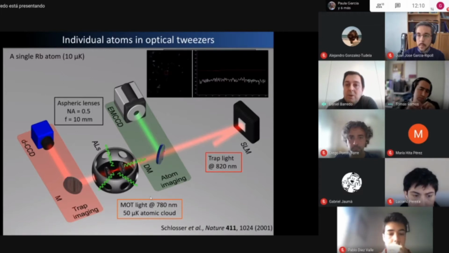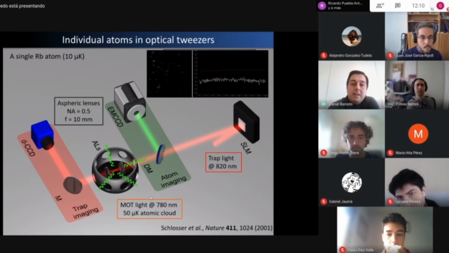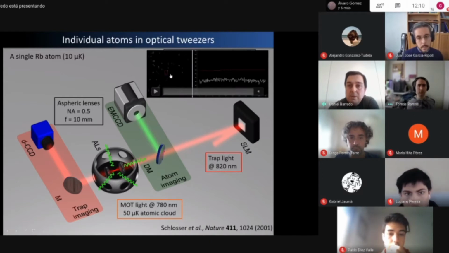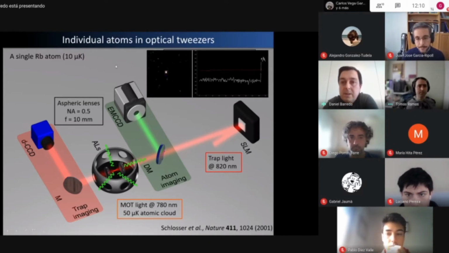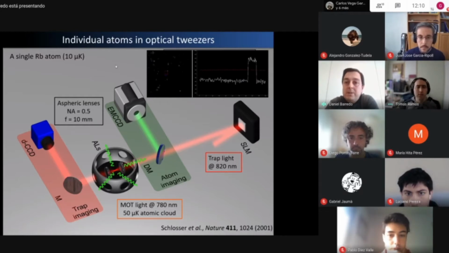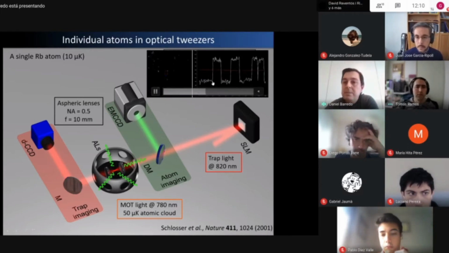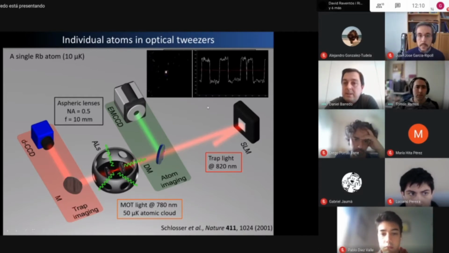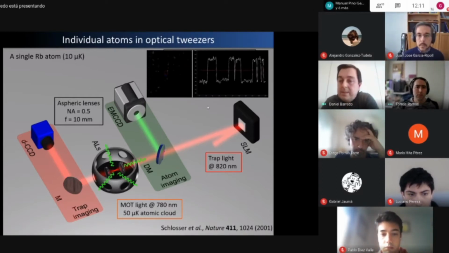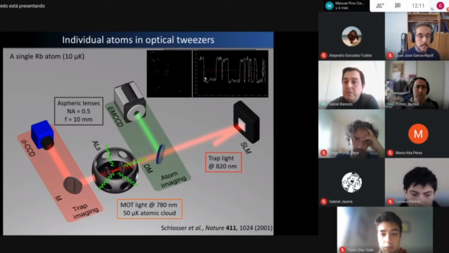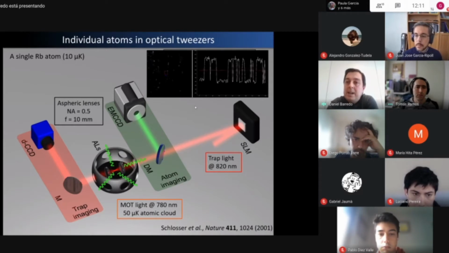Okay, so how can we know that? What we can do is use the same molasses light to scatter photons, and we can collect the fluorescence of these photons using an EMCCD camera. And when we do that, what we see is what you see here. This is a video. Basically, this white blinking dot corresponds to the fluorescence of a single atom in one trap. And on the right, you see the trace over time of this signal. You see that there are two levels: the floor level, if you wish, that corresponds to 0 atoms in the trap, and another level that corresponds to one and only one atom in the trap.